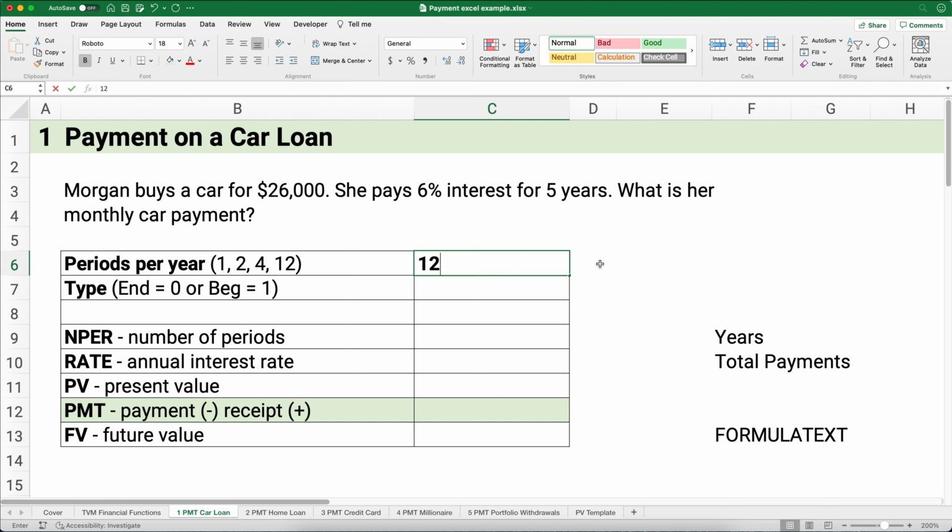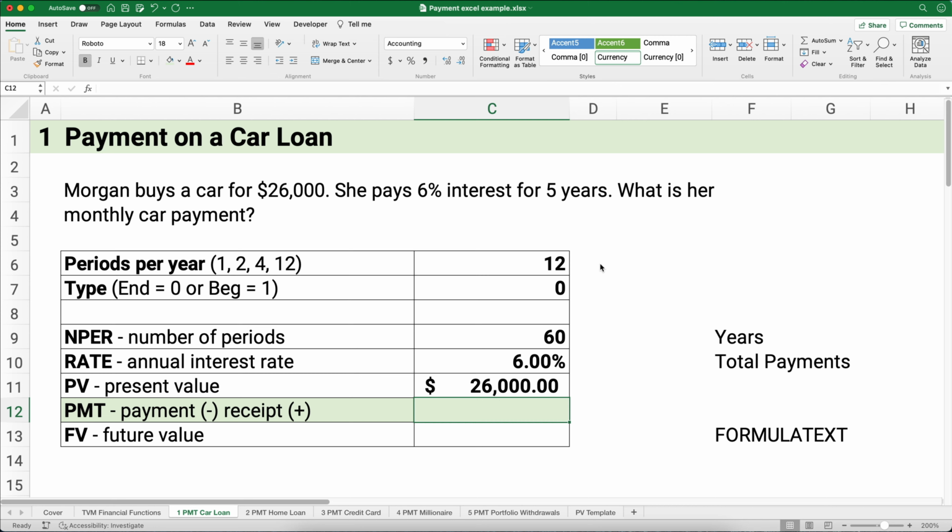The periods per year, we just set up a template here, is 12. The payments, this is an Excel feature. You need to put either 0 or 1 if the payments happen at the end of the period or payments happen at the beginning of the period. We'll put 0, assume the payments happen at the end of the period. The number of periods is going to be 5 years, or is it really 60 months? Well, it's going to be 60 months because we're making monthly payments. The annual interest rate is going to be 6%. The present value is $26,000.